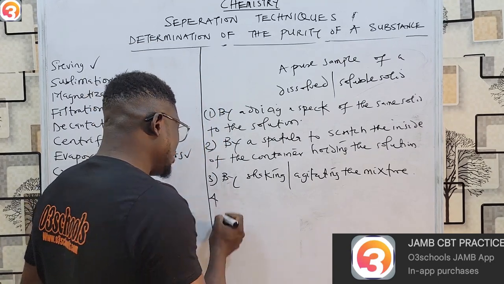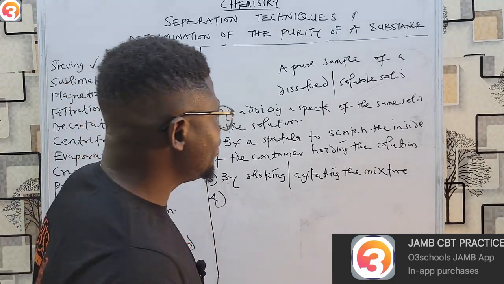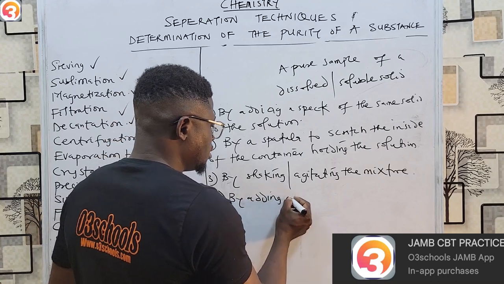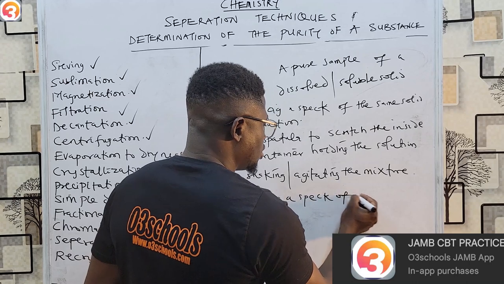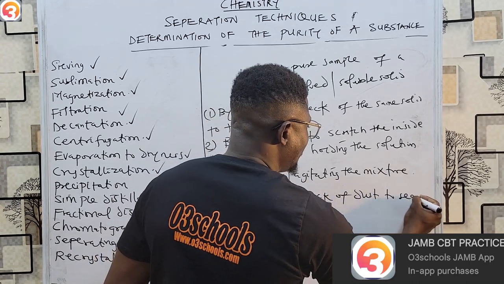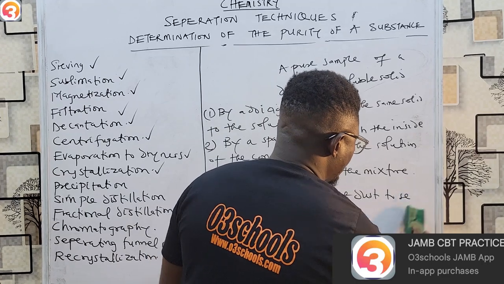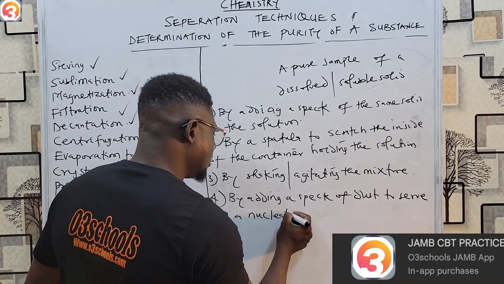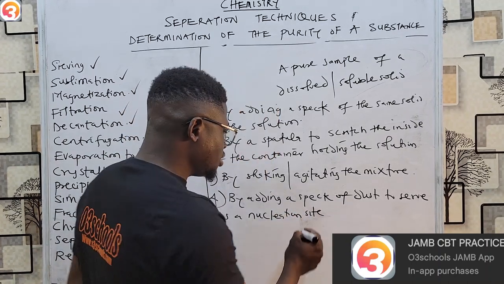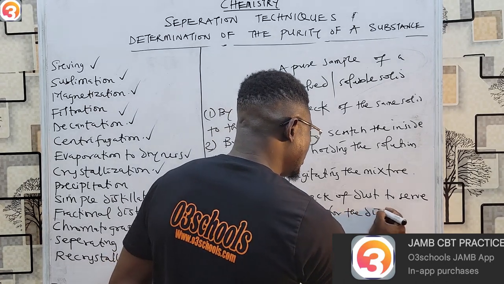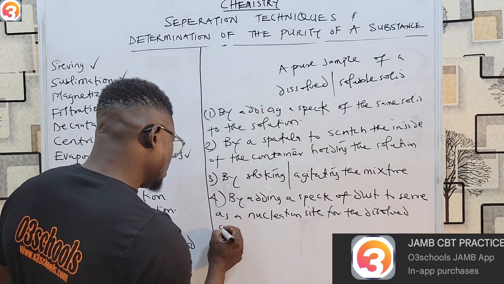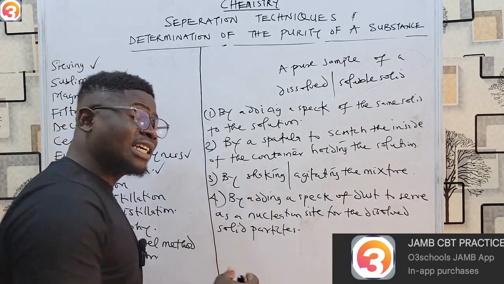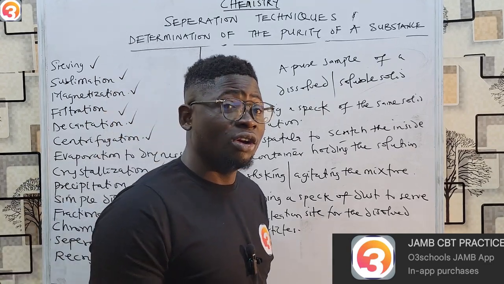And one very unpopular method of recovering this pure sample is by adding a speck of dust to serve as a nucleation site for the dissolved solid particles. So these first three methods are actually very popular, but this one is not very common.